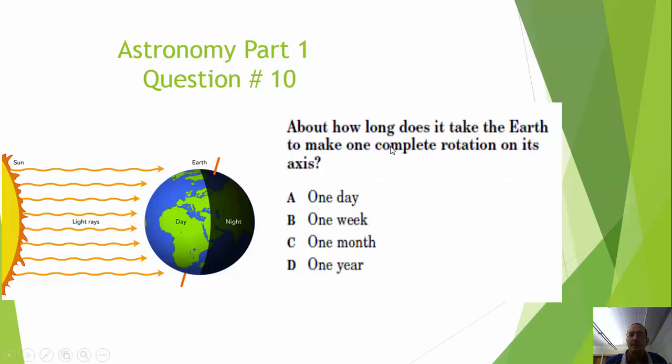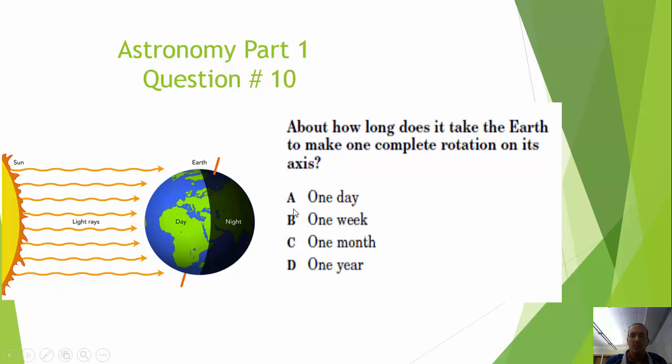About how long does it take the Earth to make one complete rotation on its axis? Is it A, 1 day? It's a pretty good answer. Let's keep going through. Is it B, 1 week? Is it C, 1 month? Or is it D, 1 year? Okay, right now, we're left with really only A and D to think about.